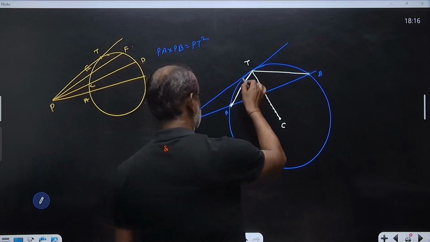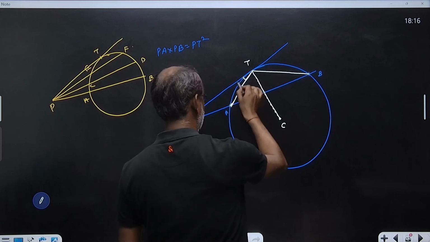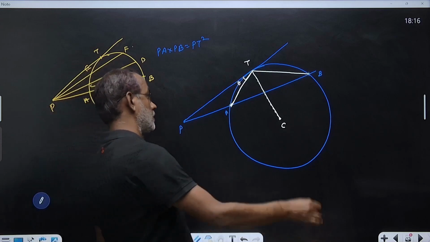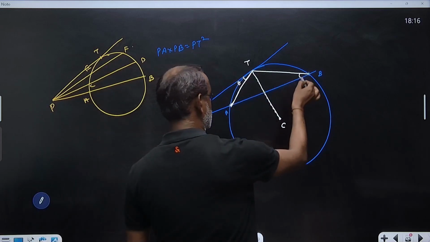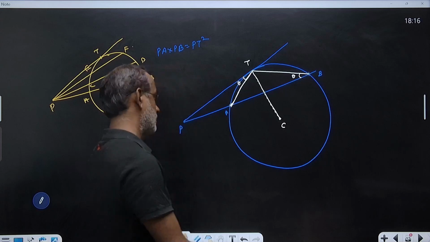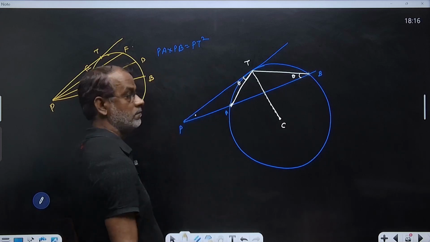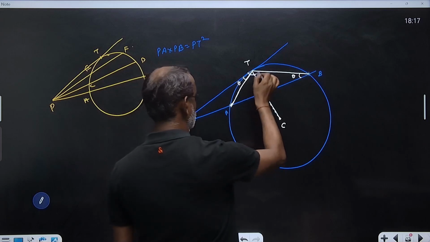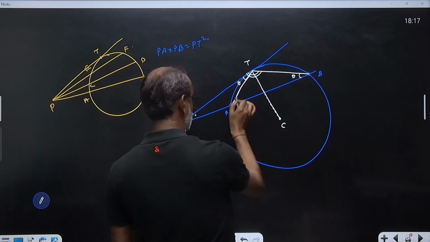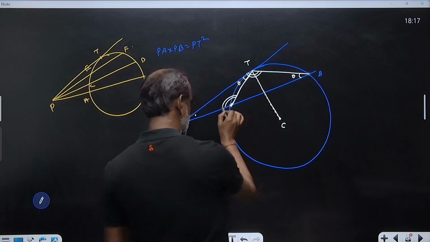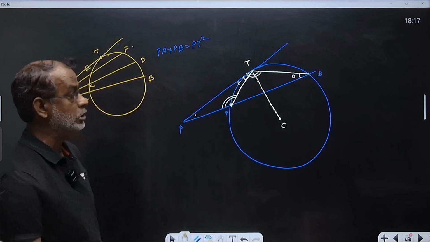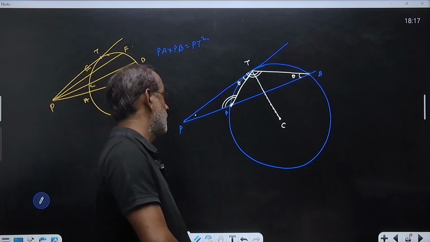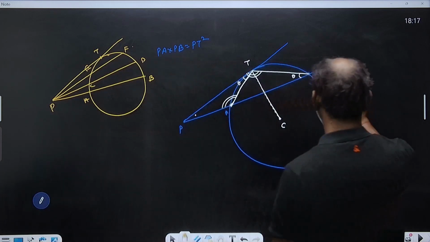So, suppose this angle is theta. Which angle is now going to be theta? Angle in alternate segment, this is theta. This angle is definitely common. So, therefore, these two angles are equal. So, these two triangles PTA and PBT are similar.